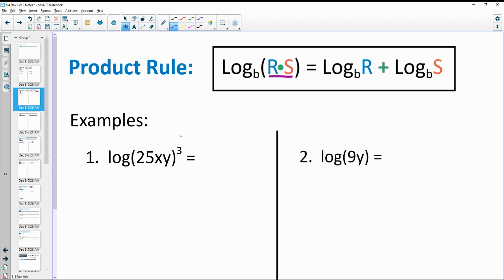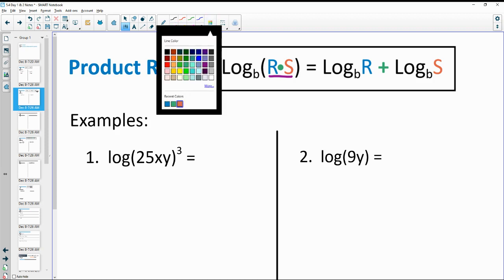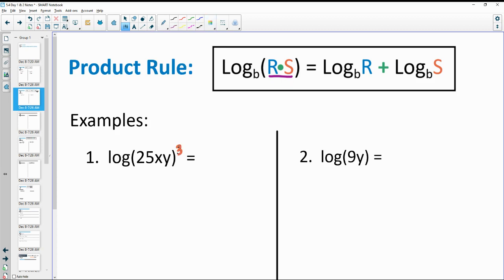So for number 1, we've got multiple things happening here because we see that exponent of 3. So we're going to want to bring that down first. So we're going to have 3 times the log of 25 times x times y. Now we're going to be dealing with factors. When we have multiple factors on the inside here, if you have any numbers that are not prime, you would want to break them down to prime numbers so that you don't have hidden factors in here. So we're going to have 3 times this whole thing.